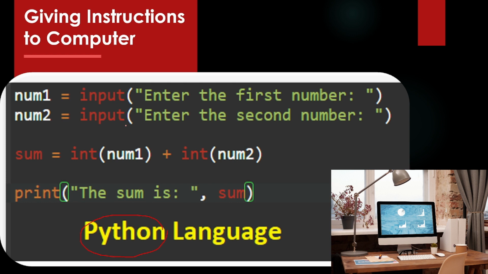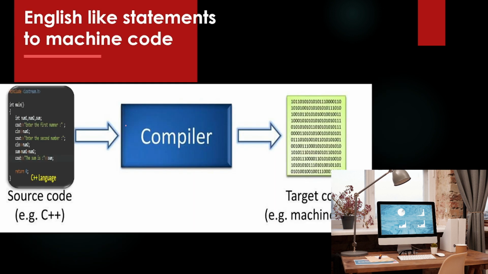Likewise, we have something called a compiler. And what does it do? Basically, it takes our instructions, our programs, and converts them into machine-level target code. So you can see these are English-like statements given to the compiler. The compiler compiles it, and after compiling, this gets converted into zeros and ones in the form of machine code.